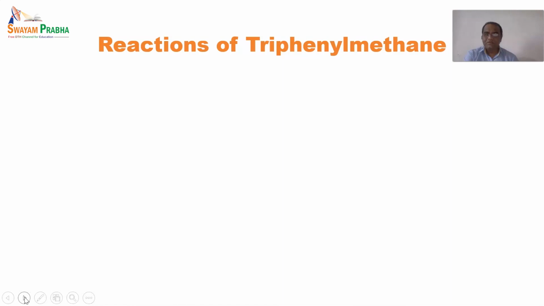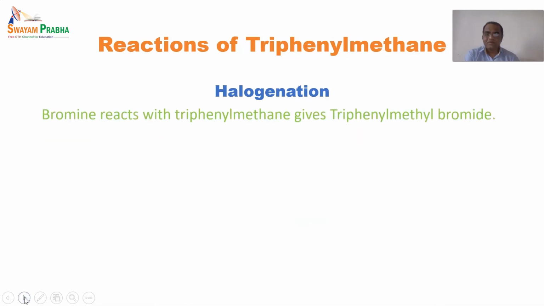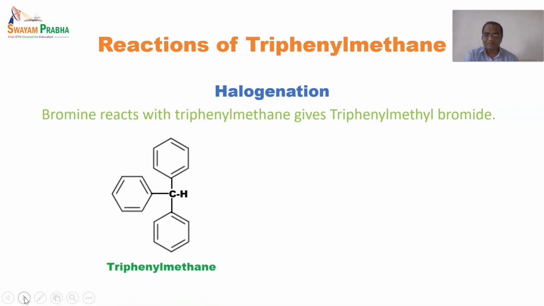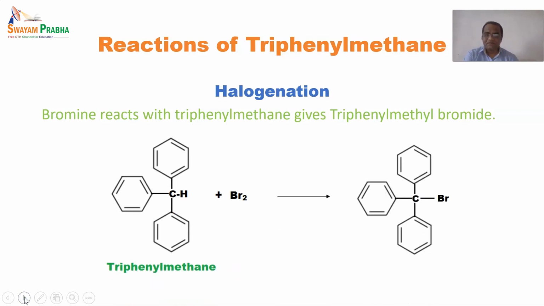Now we'll see reactions of triphenylmethane. So the first one, that is halogenation. Bromine reacts with triphenylmethane, gives triphenyl bromide. So it is one of the simple reactions, just replacing a hydrogen. And it forms triphenyl bromide.